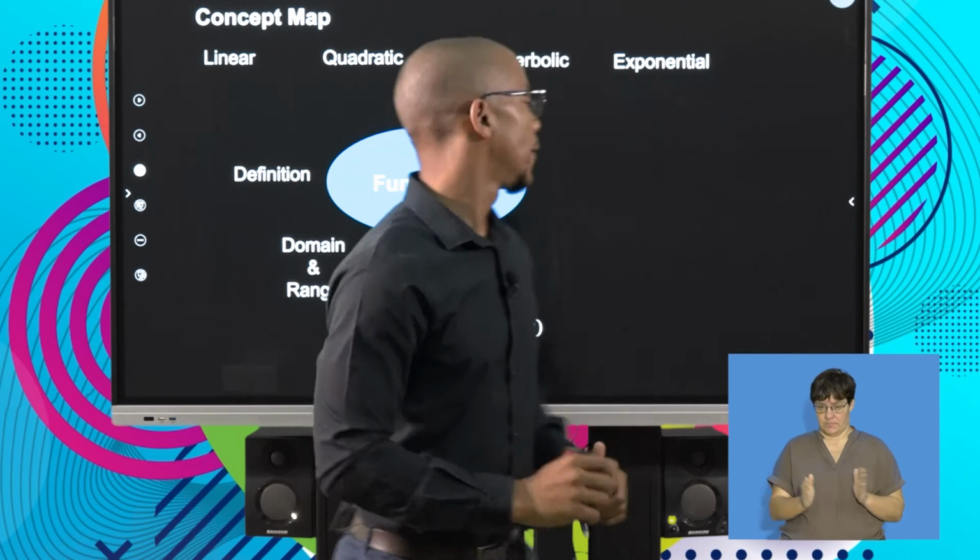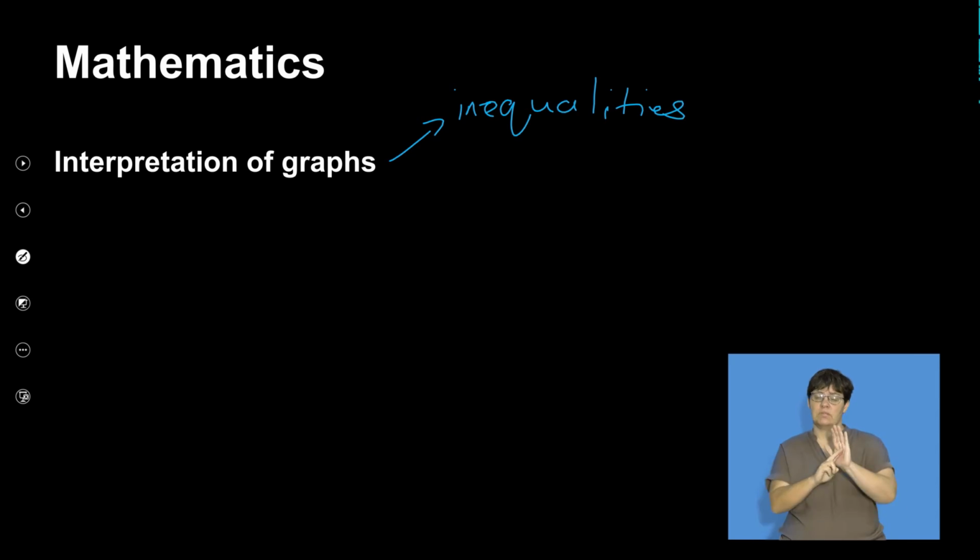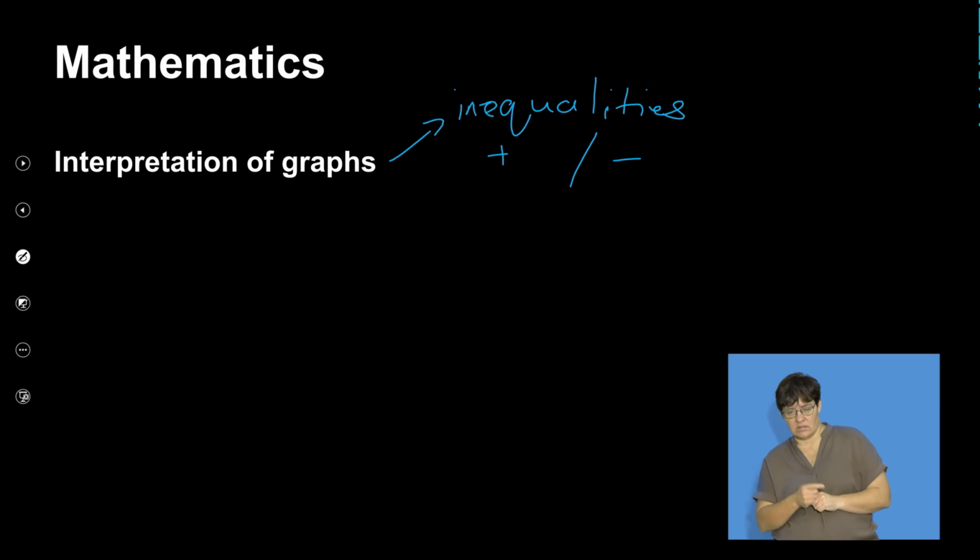So that's just what I want you to think about as we go through this segment. Now, remember that when interpreting graphs, you're always going to be using what we call the inequalities, right? The inequalities will be representing positive and negative, and will also be representing where one graph is greater than the other graph, or less than the other graph.